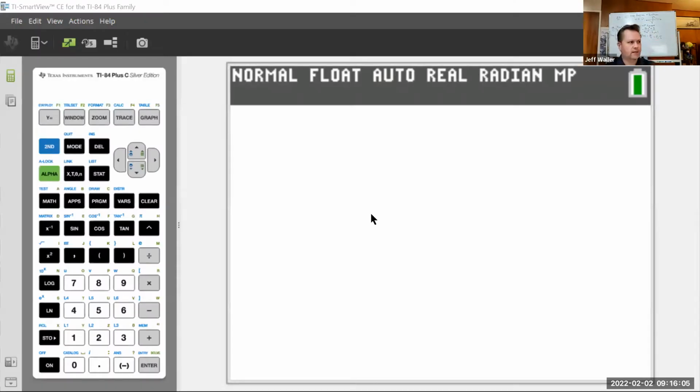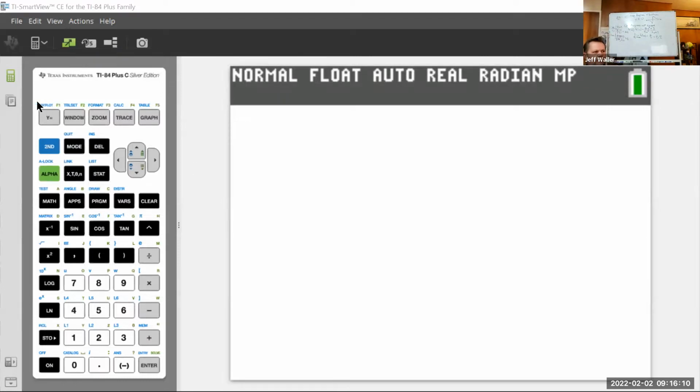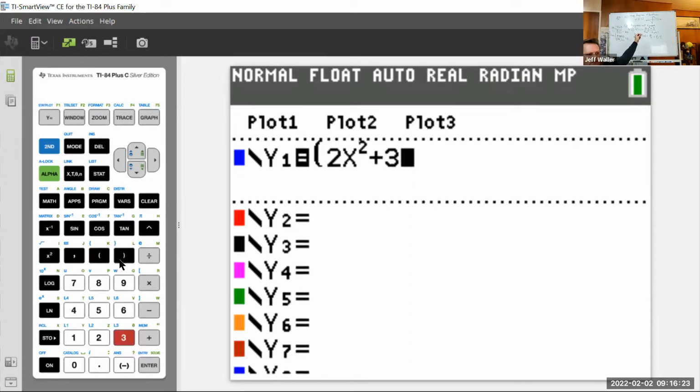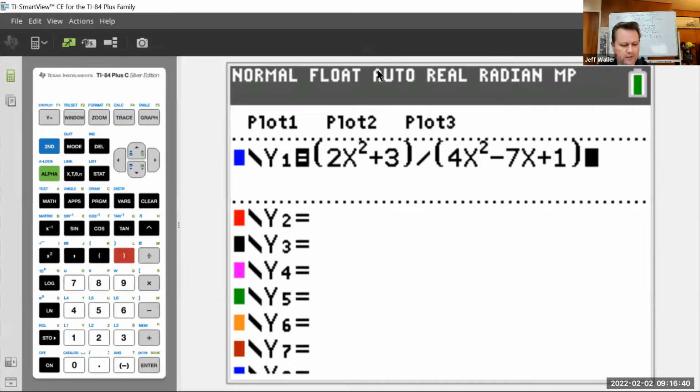So real quick, this is kind of nice. Let's put in here the y equals, let's put in this function that I'm using right now. So it'll be parentheses 2x squared plus 3, divided by parentheses 4x squared minus 7x plus 1. Okay, I like it. Is everybody with me? Let's make this calculator do some work. Cost enough money, right?